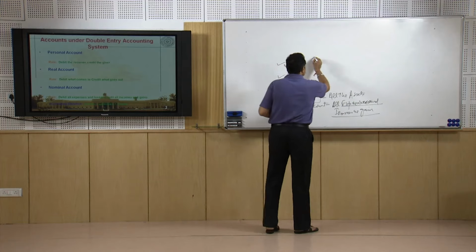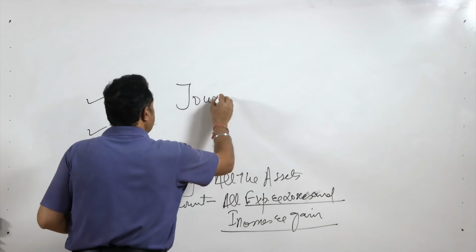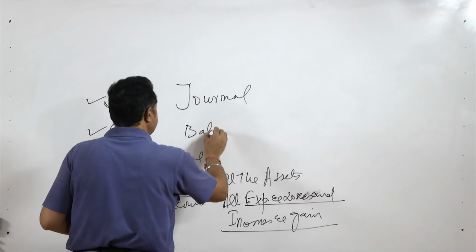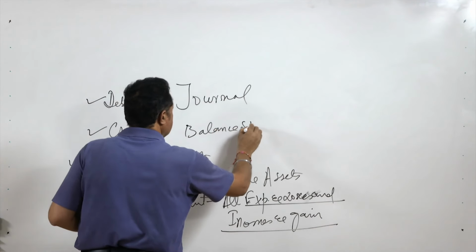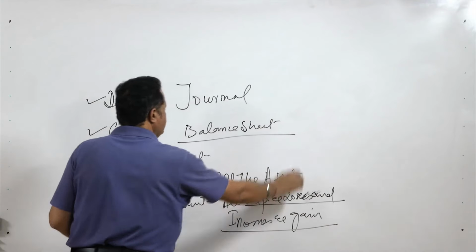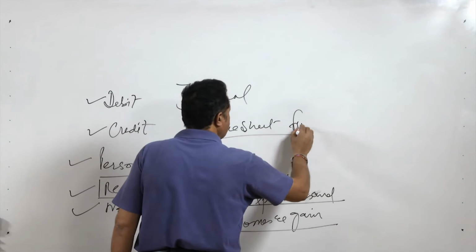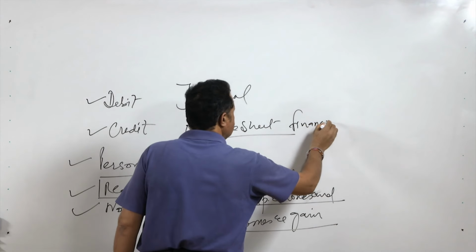I would say that it is called the journal, and the last is the balance sheet. The balance sheet is the last financial statement. We call it the last financial statement.